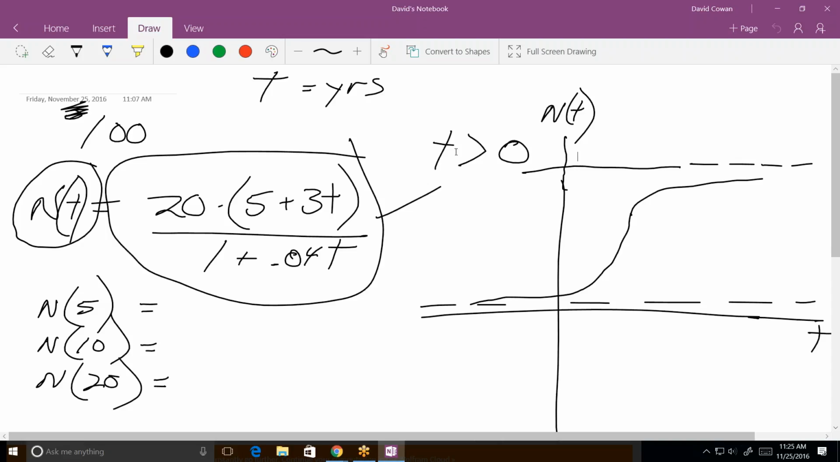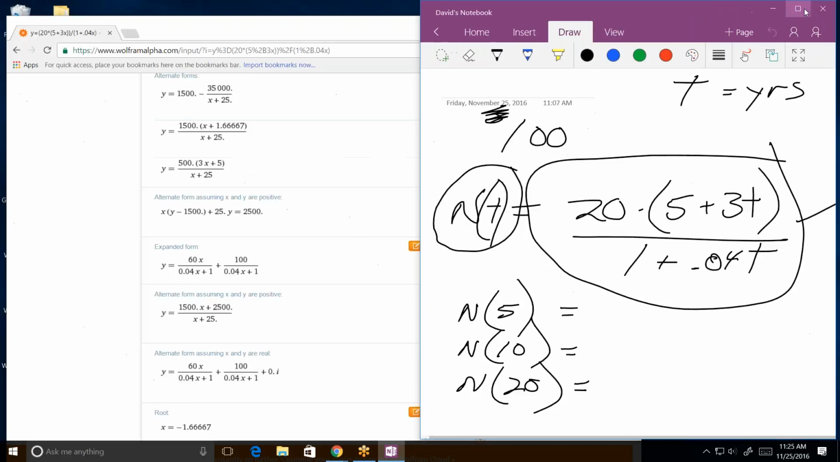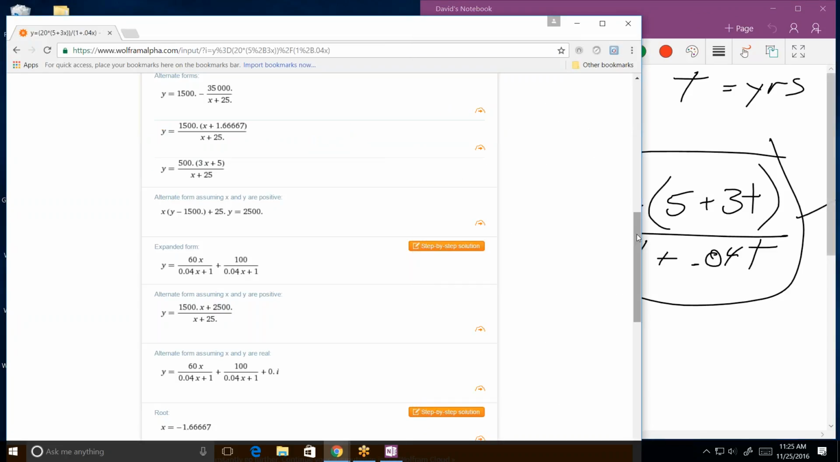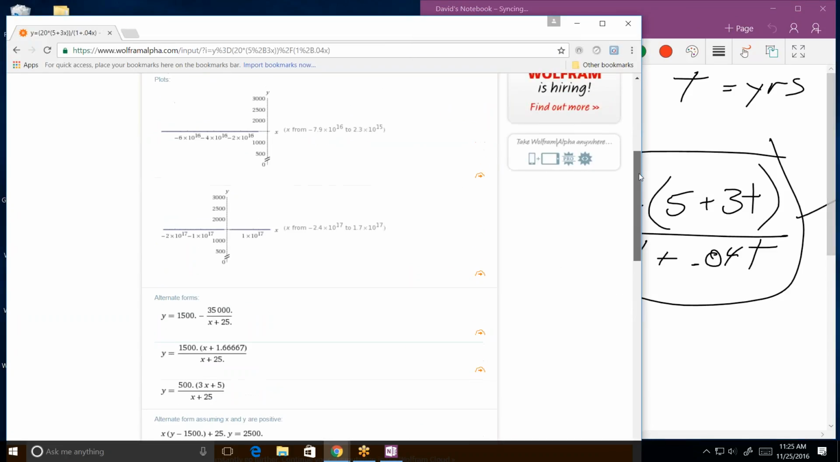And when they say t has to be greater than 0, it's because time is always positive. Time is never negative. And that's all that means. But this level right there has to be 1,500 based on this alternate form of this function. They didn't plot it for us, which would have shown 1,500 as the line that it was approaching, but the fact that they give it to us in this alternate form allows us to figure out what the limit of y would be as x goes to infinity.